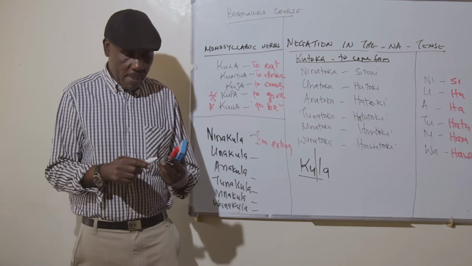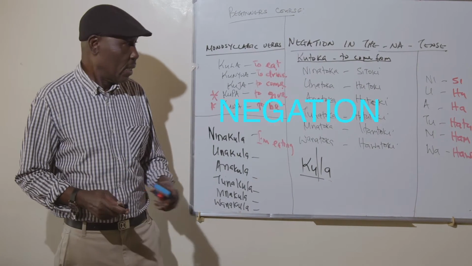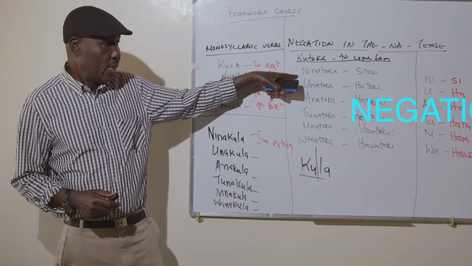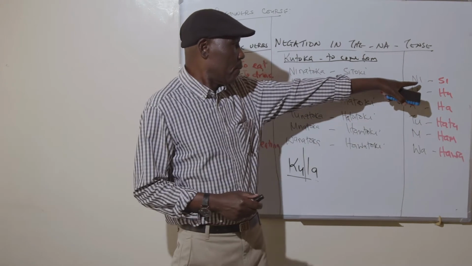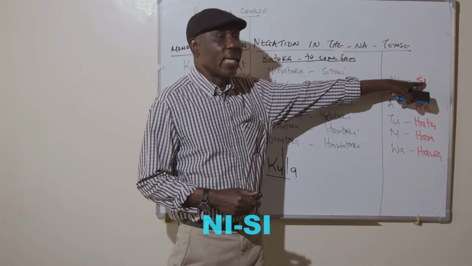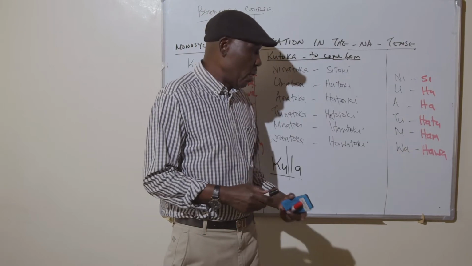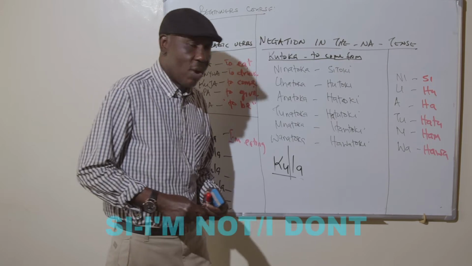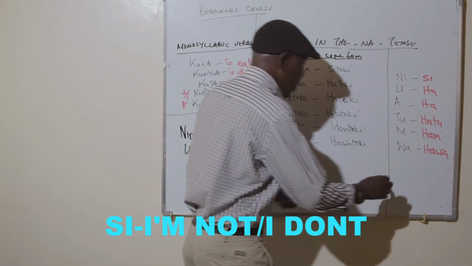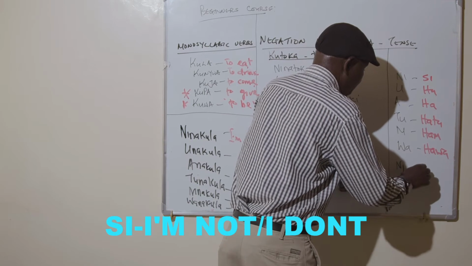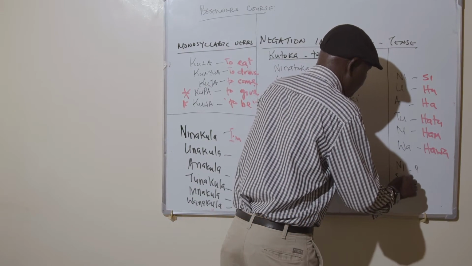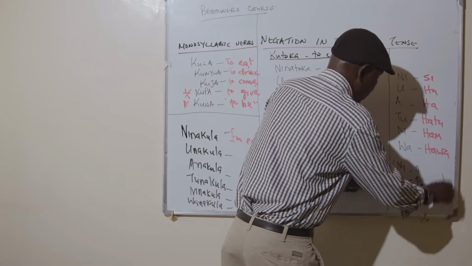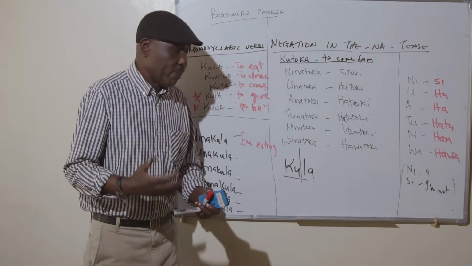Now, today we want to talk about the negation. The subject prefixes will be negated. So the ni will be negated si. So ni is I, si would be I am not, if you negate the prefix.